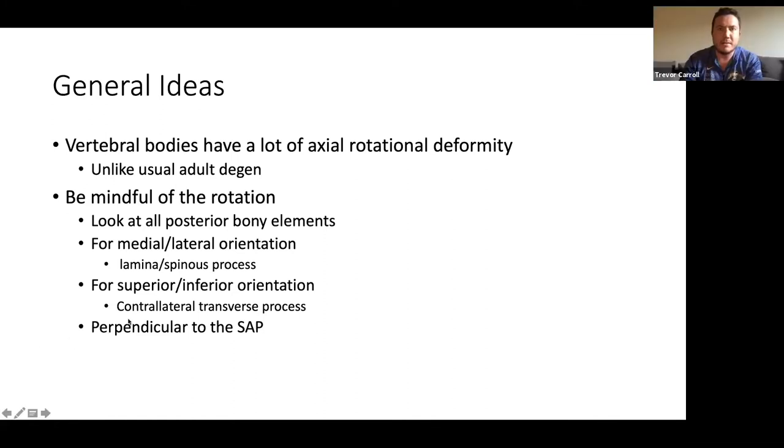Another thing, I guess this is for people that haven't done a lot of this. There seems to be a lot more axial rotation deformity than in adult cases, so you have to be mindful of your trajectory. Looking at all your bony elements posteriorly is helpful. For medial lateral orientation, you can look at your lamina and spinous processes. For superior inferior, the contralateral transverse process is helpful too, and line things up perpendicular to the superior articular process. We do facetectomy, so those are available.